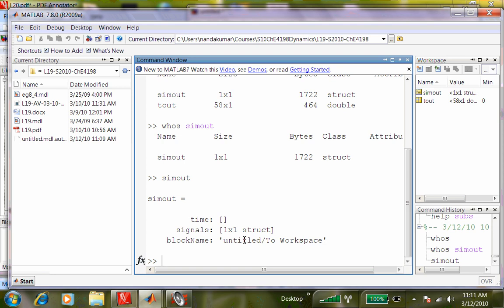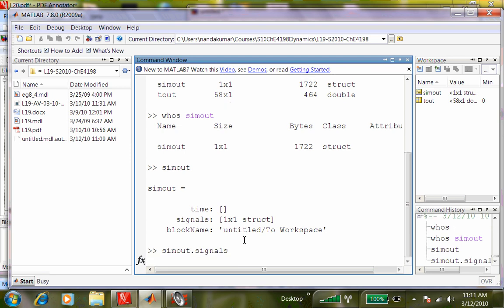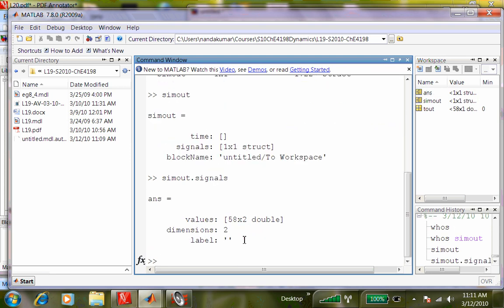So here the variable called simout has time and signals, and there's a block in it. The signal itself is a structure. In order to get that, we need to type simout dot signals. Now it tells you there are two values, each one is 58 columns and two rows. To access those values, we need to type simout dot signals dot values. Do that, then it will print out those numbers.